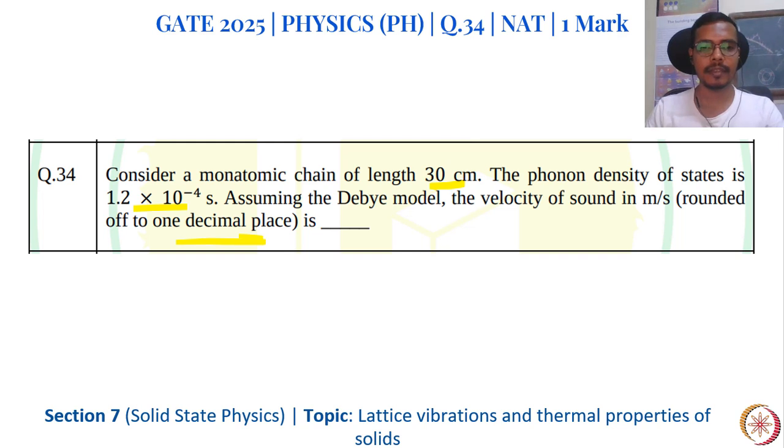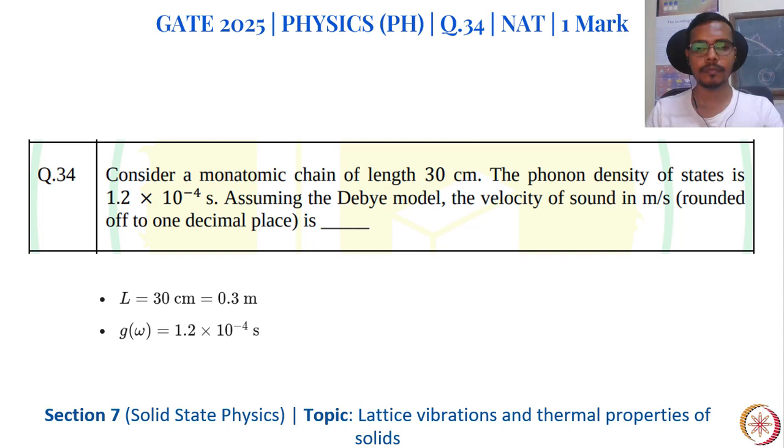First, let's check the units. Length is in centimeters, so we must convert that to meters, which is 0.3 meters. The density of states is given in seconds, which implies dn over d omega.